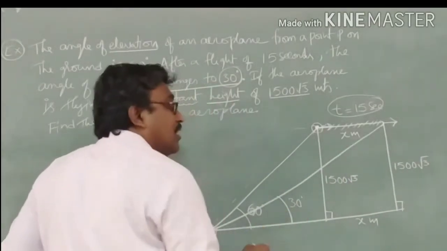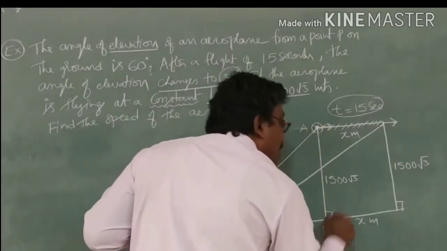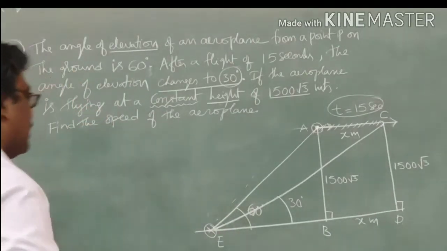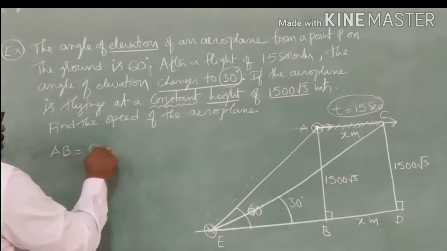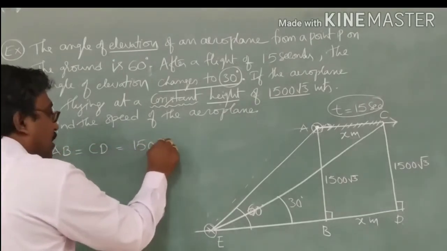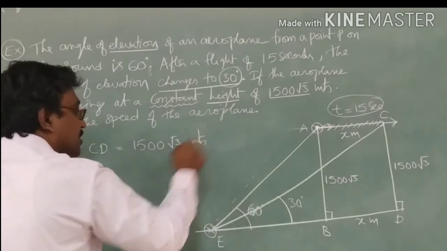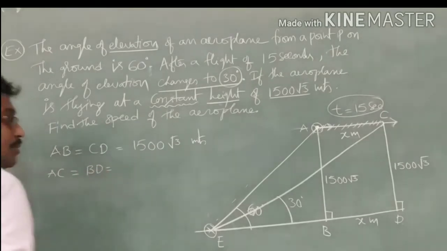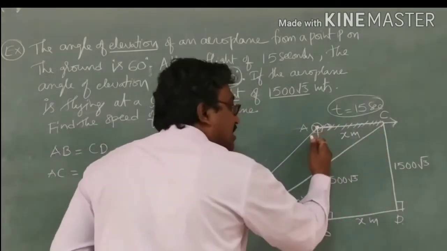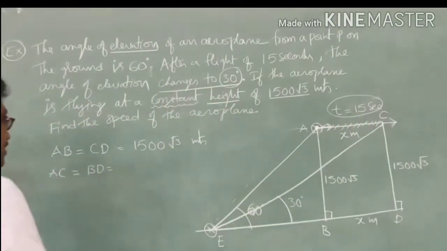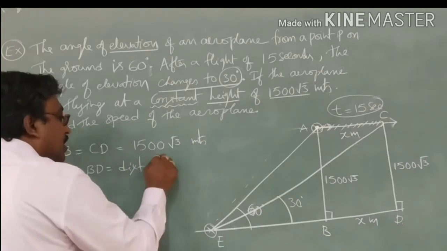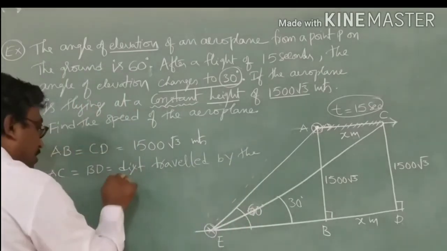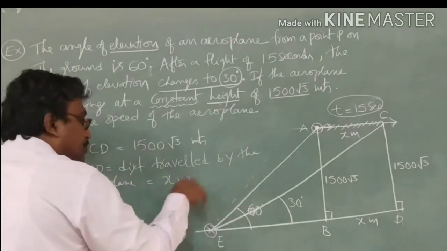Now I am giving the names: AB, CD, and E. Now I will write the description. AB is equal to CD is equal to 1500 root 3 meters. Next step: AC is equal to BD. The distance traveled by the plane in 15 seconds is equal to x meters.